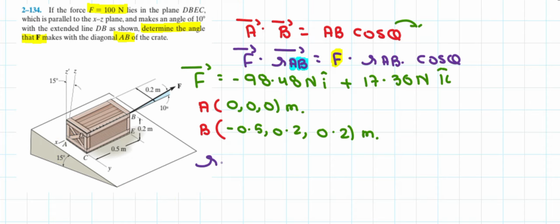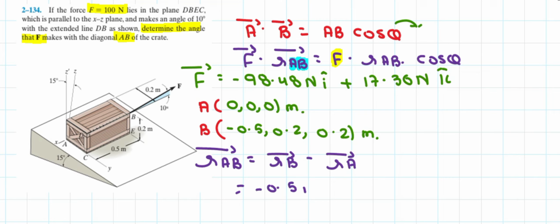So, the position vector RAB is equal to RB minus RA. The location of point B is nothing but negative 0.5 i cap with positive sign 0.2 j cap with positive sign 0.2 k cap. And remember this thing, don't forget to write down the unit. And the unit here is nothing but the meter.